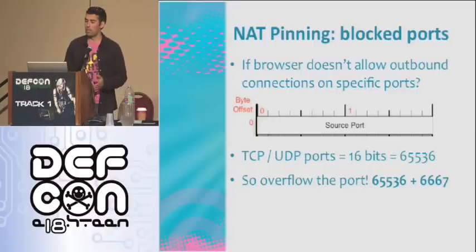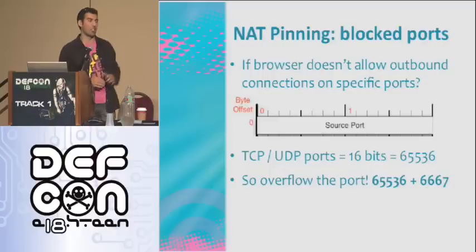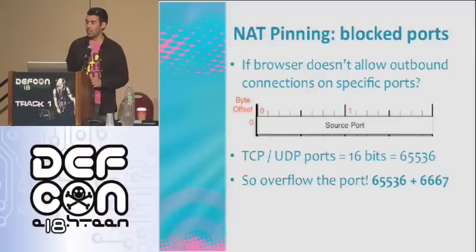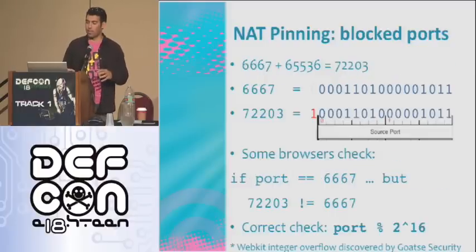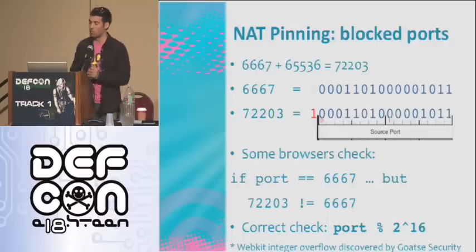Now, the interesting thing about ports is that the size of a TCP or UDP port is 16 bits. If the browser says, I'm not going to allow connections on port 6667, does this port match 6667? No. Just overflow it. So if you add another bit and you add 65,536 to it, you get this bigger number, right, 72,203. Your browser says, oh, that's not 6667. This will go fine. It gets sent to the TCP stack, which then shortens it, and now you have 6667. I did not think of this. It was actually the respectable security group, GNUCITIZEN Security, that came up with this. Very good people. Very awesome.